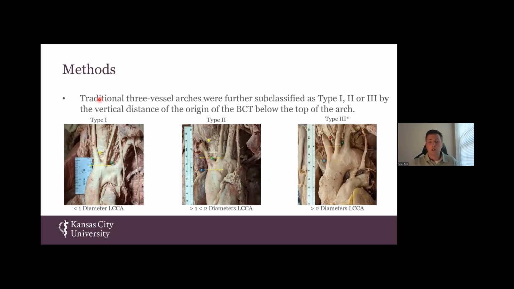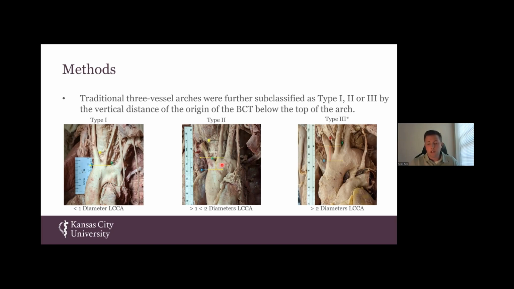So from there, our traditional three-vessel arches were subclassified as either type 1, type 2, or type 3. And this was based on the vertical distance of the origin of the brachiocephalic trunk below the top of the arch. To do that, we needed the diameter of the left common carotid artery, because that's what we used as a reference for how far below the origin of our brachiocephalic trunk was. So a type 1 arch is when the brachiocephalic trunk branches less than 1 diameter of the left common carotid artery below the top of the arch. And we have an example of that here.